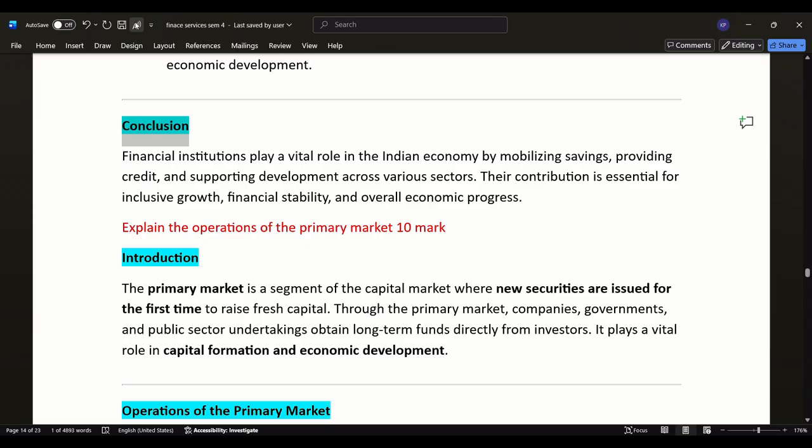Conclusion. Financial institutions play a vital role in the Indian economy by mobilizing savings, providing credit, and supporting development across various sectors. Their contribution is essential for inclusive growth, financial stability, and overall economic progress.